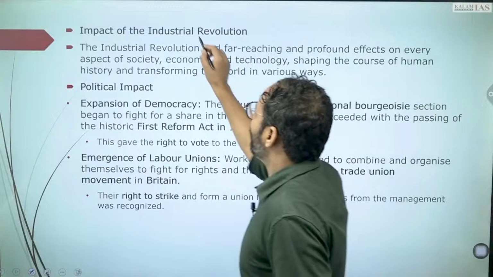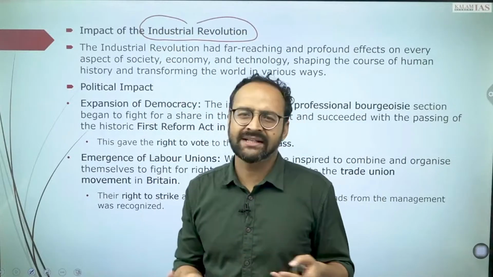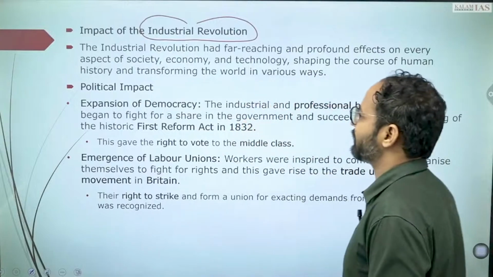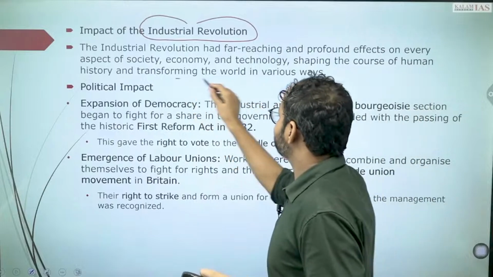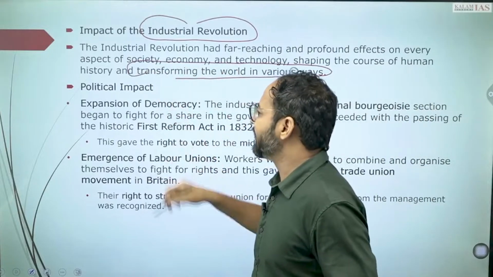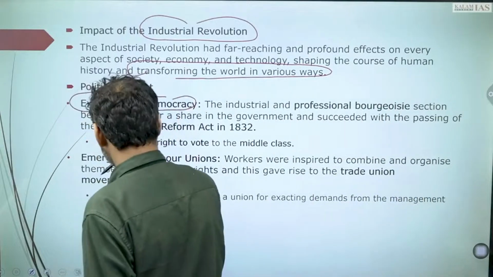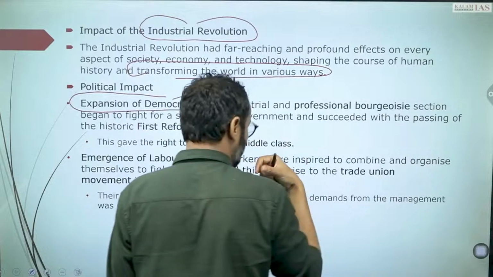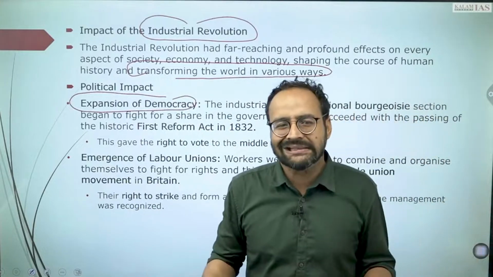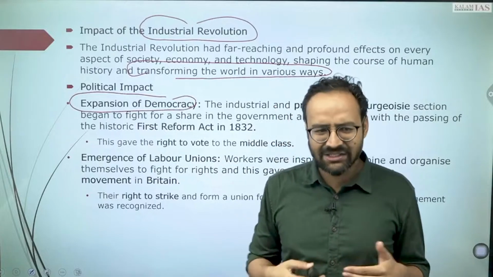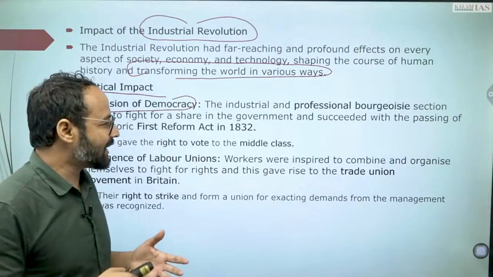Then we see what is the impact of the Industrial Revolution. It can have positive impacts and negative impacts. Let's look at the positive one. It transformed the society in various ways. What is the political impact? It expanded democracy, a very important point. The industrial changes kind of changed the way we look at society, and democracy as we see it, of the people, for the people.